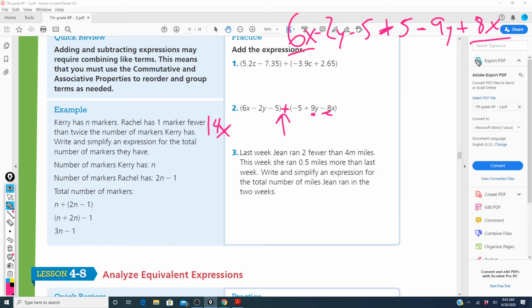And so, I think that's what you're talking about there, using your addition. Instead of saying minus 2y minus 9y, now you have adding negative 11y. I apologize for the mess on that here. Minus 11y, and minus 5 and plus 5 cancel themselves out. So your final answer is 14x minus 11y.